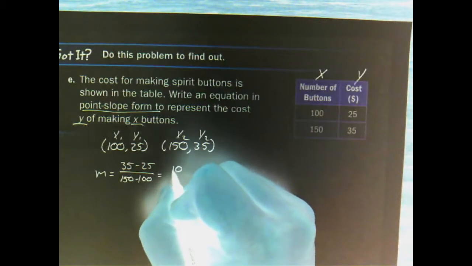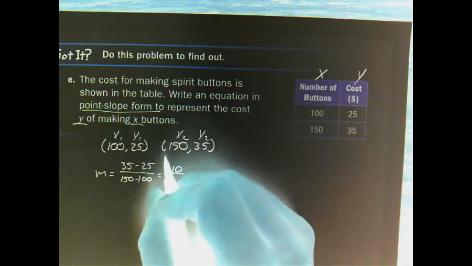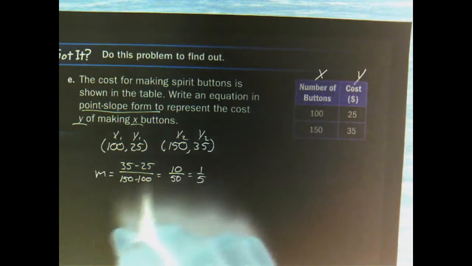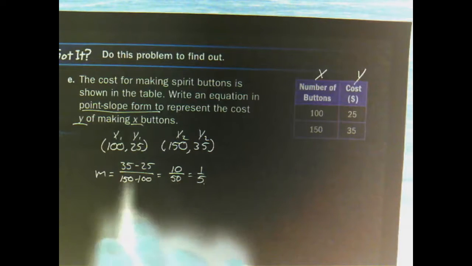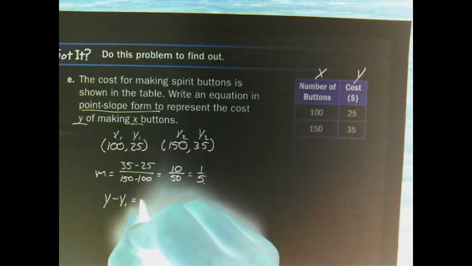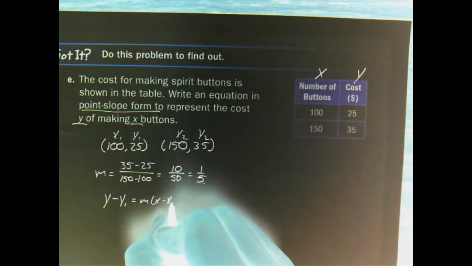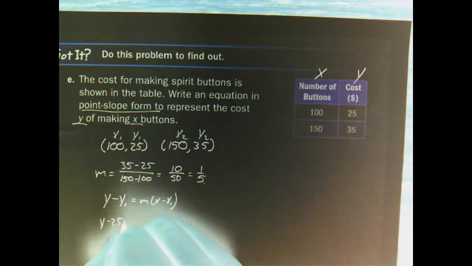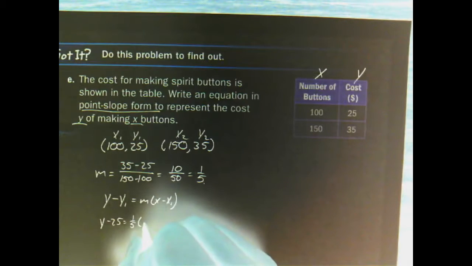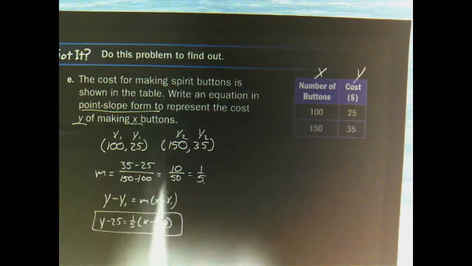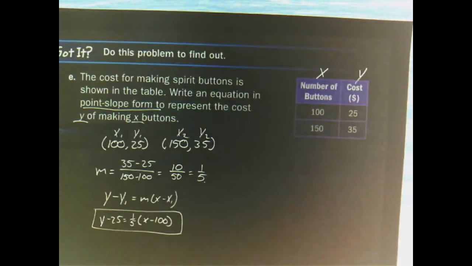35 minus 25 is 10. 150 minus 100 is 50. 10 over 50 reduces down to 1/5. That is my slope. I know my slope. I know x sub 1 and y sub 1. Plug them in. Y minus y sub 1 is equal to m times x minus x sub 1. Y minus 25 is equal to 1/5 times x minus 100. Now if I take a look at my problem, it says write it in point slope form. That's what I have. I'm done.